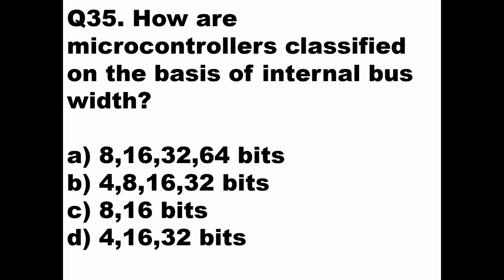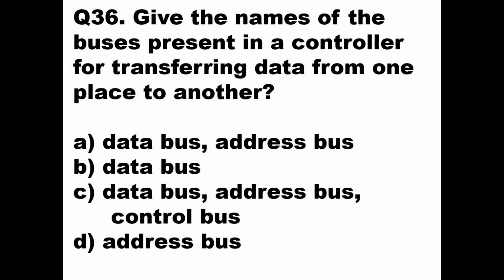But basically out of these options, option B will be the right answer: 4, 8, 16, 32 bits. Clear? So this is how microcontrollers are classified on the basis of internal bus width. That is, how much data it can handle at one time, how much parallel data you can send. So it can be a nibble, a byte, a double byte, or 4 bytes. Then we'll go to the next question, question number 36.